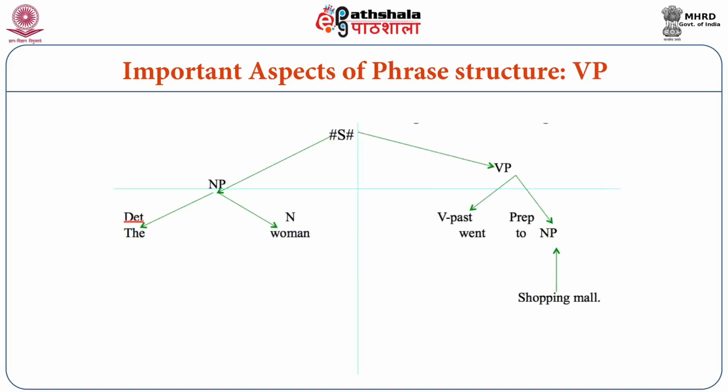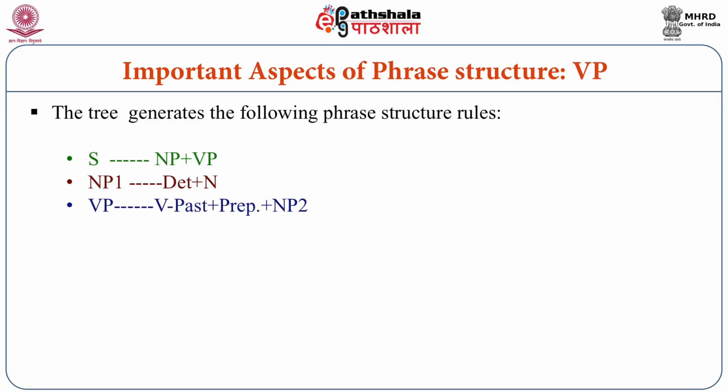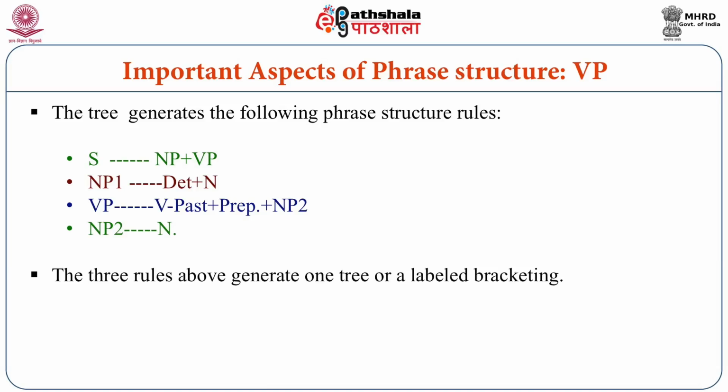The same construction receives a tree diagram of the following kind. The tree generates the following phrase structure rules. Sentence leads to NP plus VP. NP1 is determiner plus N. VP is verb past plus preposition plus NP2. Then NP2 leads to noun. The three rules above generate one tree or a labeled bracketing.